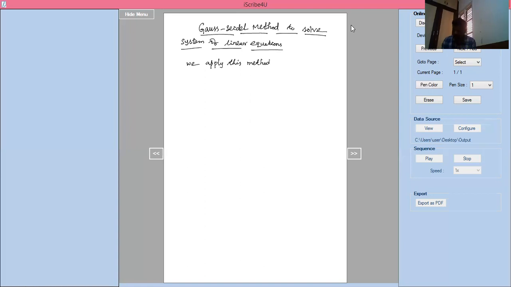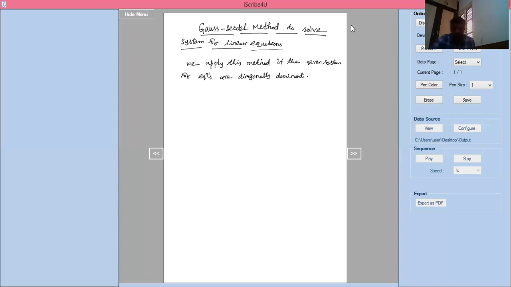If the given system of equations is diagonally dominant, then we can apply this method. What is diagonally dominant? What is meant by diagonally dominant? While solving the problem, I will explain to you.